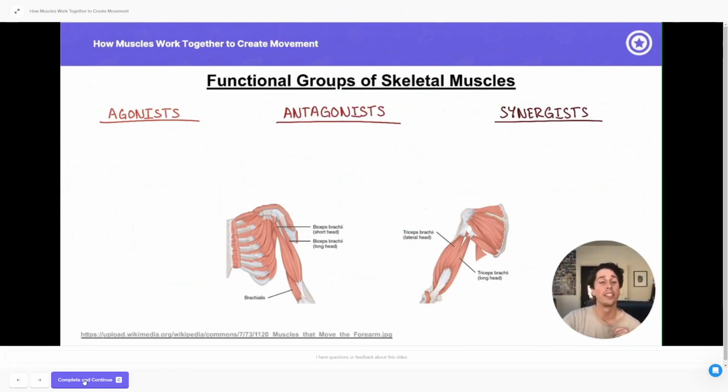So agonists are going to be the muscles that are involved in performing the desired movement. So basically, this is going to be the muscle that performs the movement we want. So perform the movement. Alrighty.